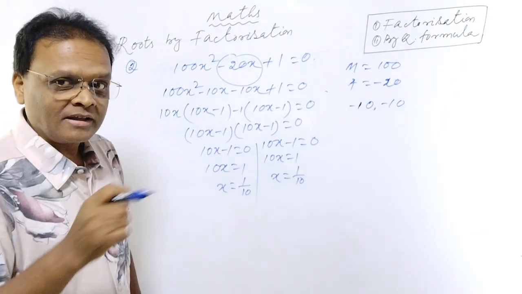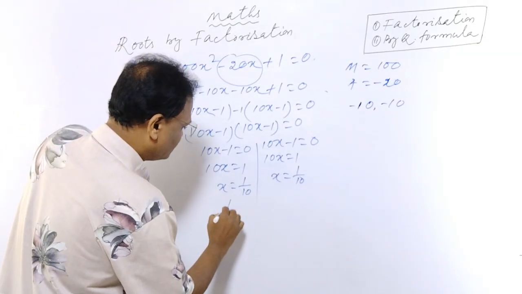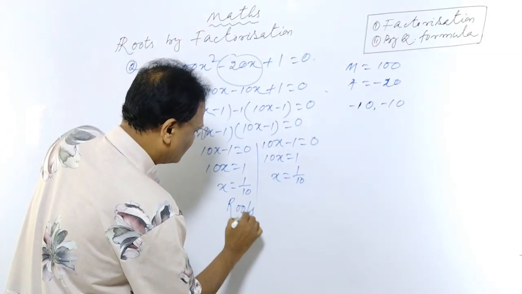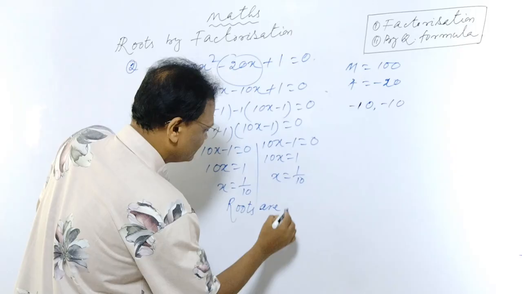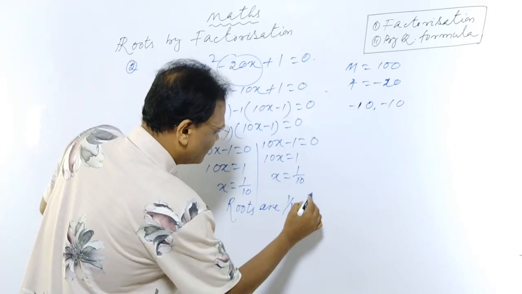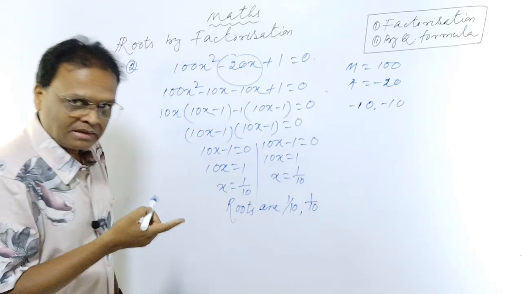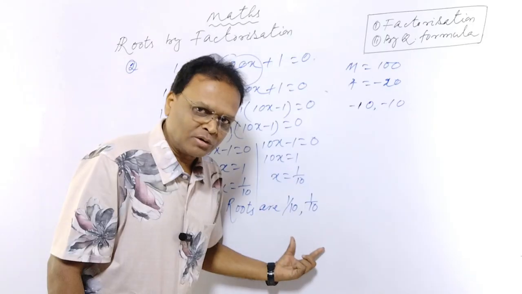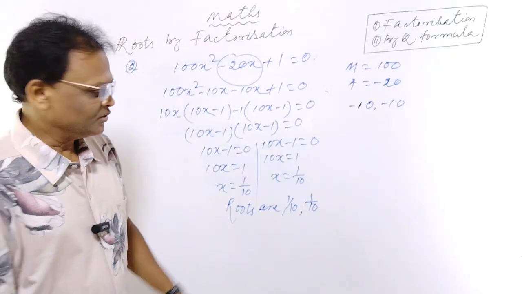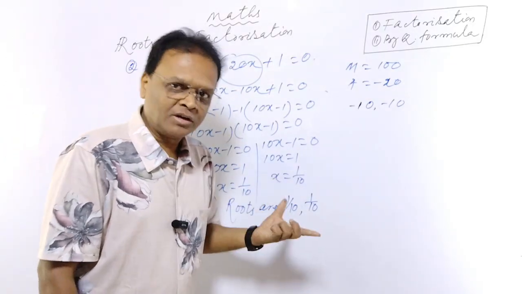So what are the two roots I got? My two roots are equal. See the roots. The roots are 1 by 10 and 1 by 10. Sometimes you'll get equal roots. Sometimes you may get different roots.